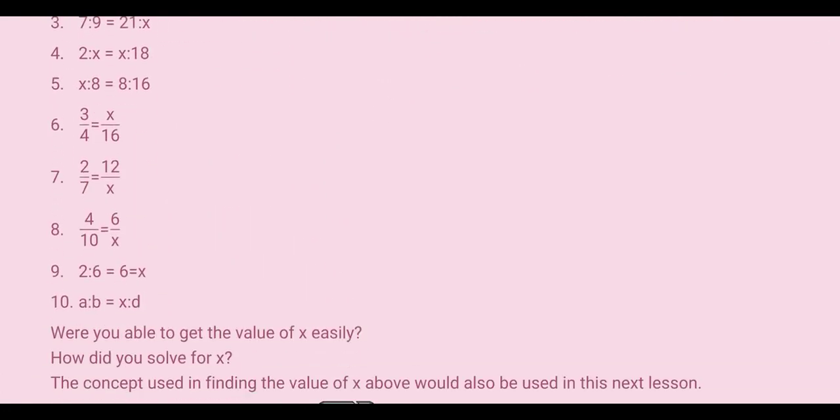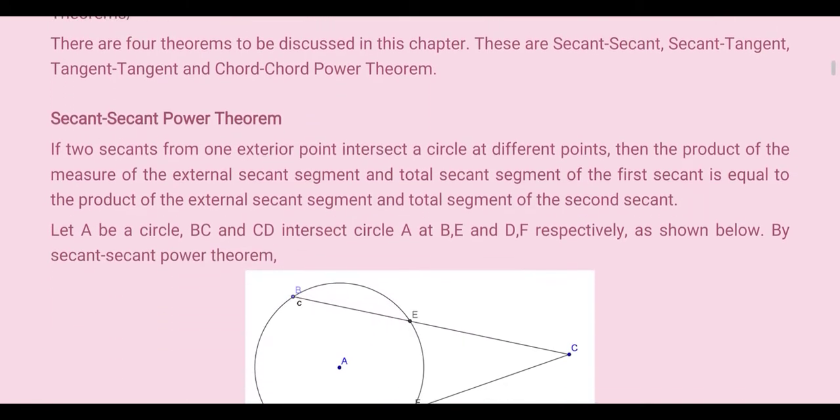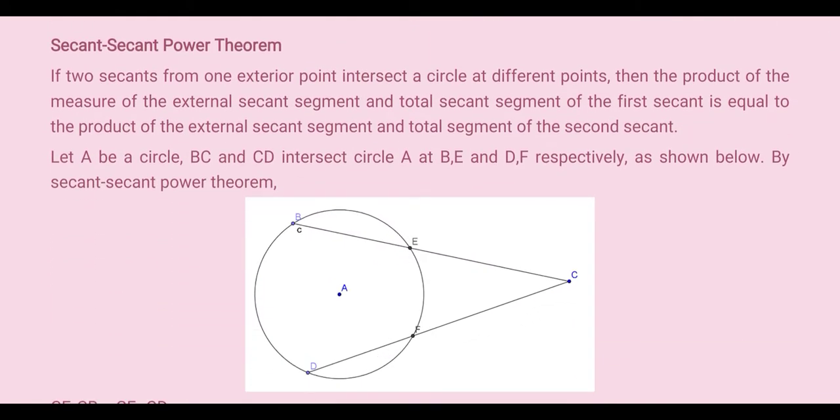Okay, so let's start. For the 4 theorems, the first theorem is the secant power theorem. Here's the definition. It's about 2 secant segments that intersected at the exterior of the circle and thus forming an angle. Pero we're not concerned here sa angle. We are after with the measure of each segment. Let A be a circle. BC and CD intersect circle A at points B and E, yung nasa taas, and D and F, yung nasa baba.